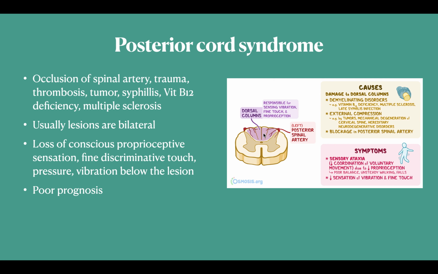Posterior cord syndrome is due to a variety of things, and usually the lesions are bilateral, and there's going to be a loss of conscious proprioceptive sensation, discriminative touch, and vibration below the lesion. Once again, it can be due to demyelinating disorders, compression, or blockage in the arteries, and it results in ataxia and a falling sensation. It also has a pretty poor prognosis.